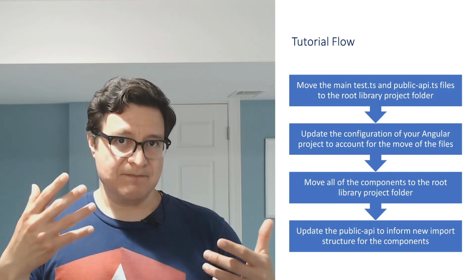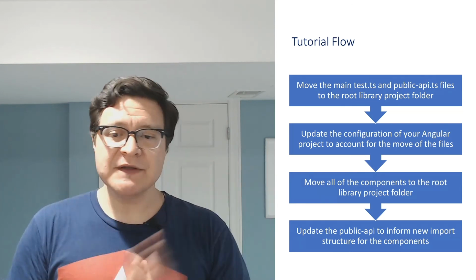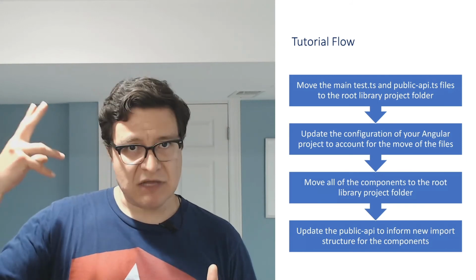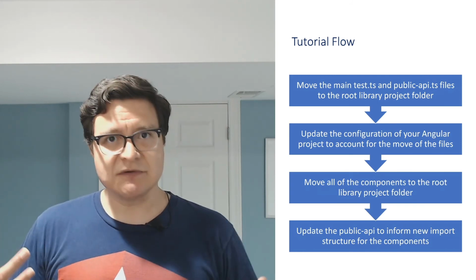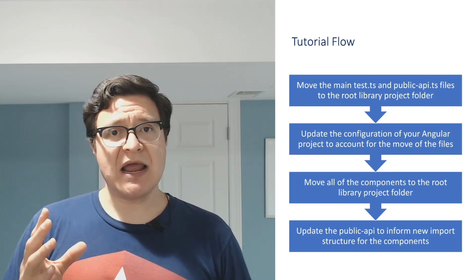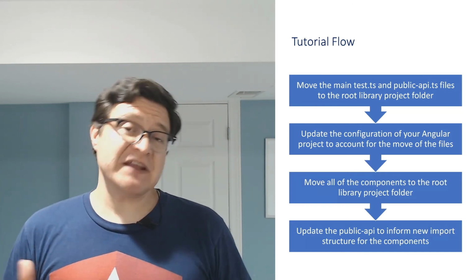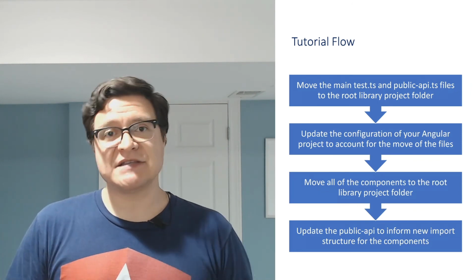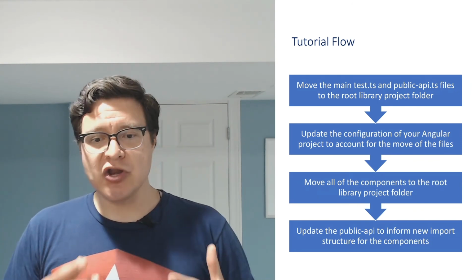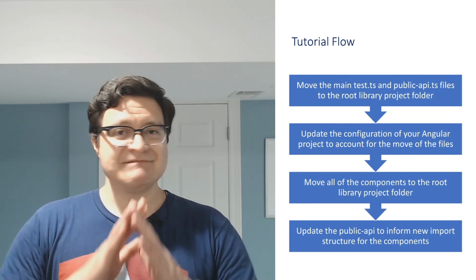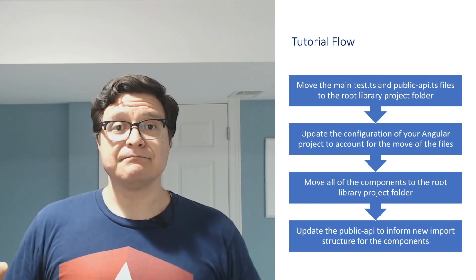to account for these files being moved. And then we're going to move all of our components as well up 2 levels to the main project folder for our UI library. And then we're going to finish it off by just updating the publicly exposed interfaces to let them know what our new import structure is going to be like. Okay, that's it. All right, let's get started.